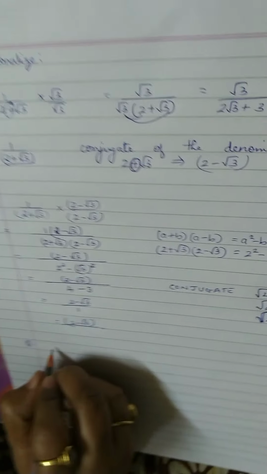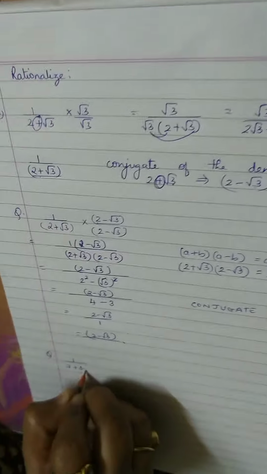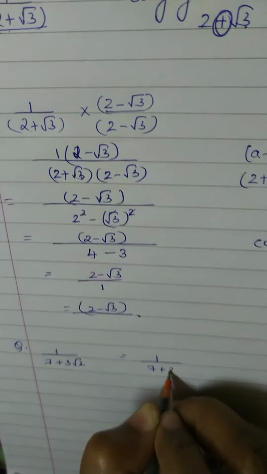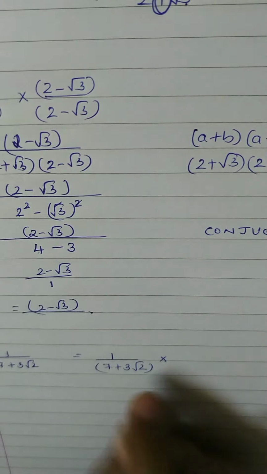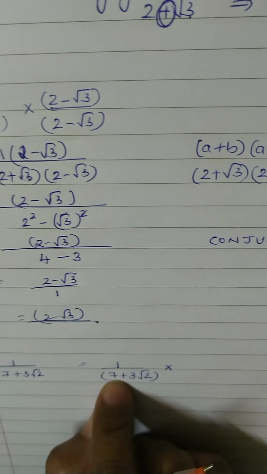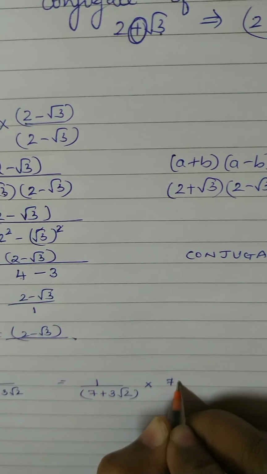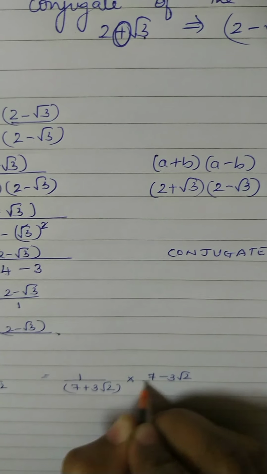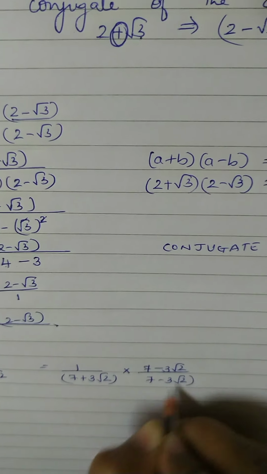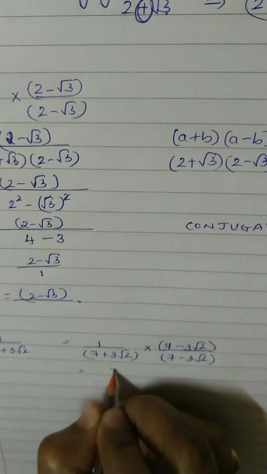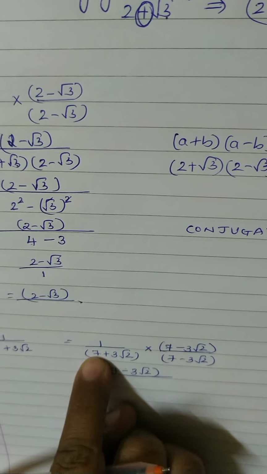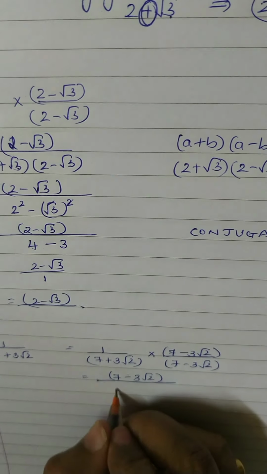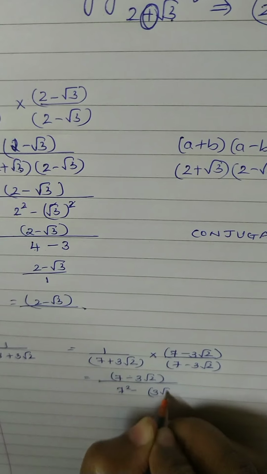Now suppose I have 1 upon 7 plus 3 root 2. Yes, very good. Most of you have really quick understanding of the topic. Tell me, we will multiply with what? Yes, definitely the conjugate of the denominator. What is the conjugate of this denominator? 7 minus 3 root 2. Same number in the denominator. Right? So this will be 1 into anything in the numerator remains the same. And this would be a plus b, a minus b. So 7 square minus 3 root 2 the whole square.